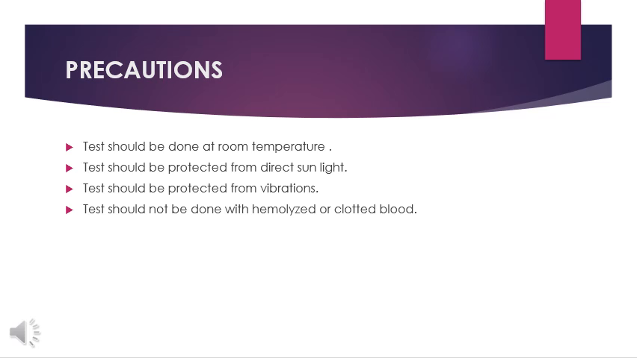Some precautions should be considered while performing the test. The test should be done at room temperature, 20 to 25 degrees C, because temperature alterations will affect the results. The test should be protected from direct sunlight because that will alter the temperature also. The test should be protected from vibrations because that will have a direct effect on the settlement of RBCs. And the test should not be done with hemolyzed or clotted blood, because in these kinds of samples the protein content is already disturbed and the results will not be valid.